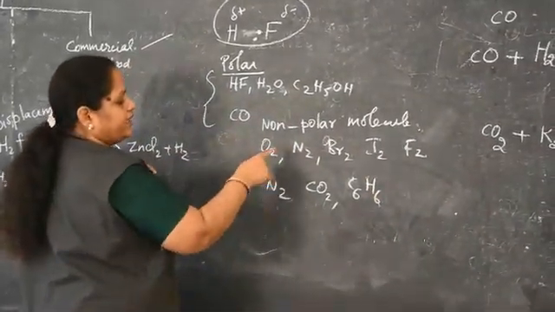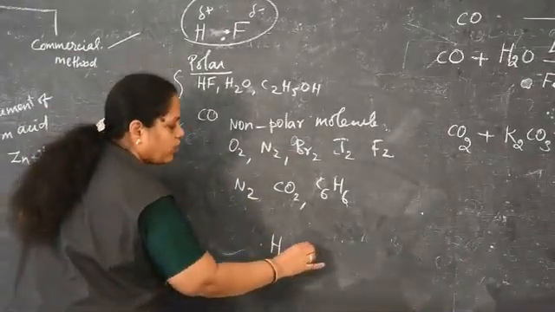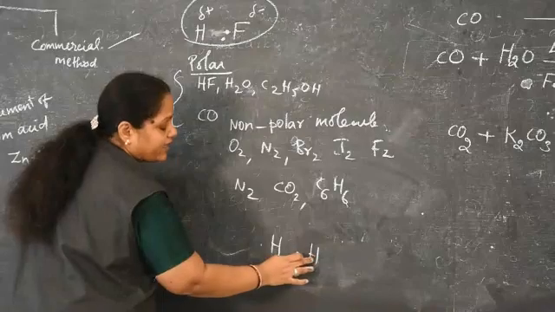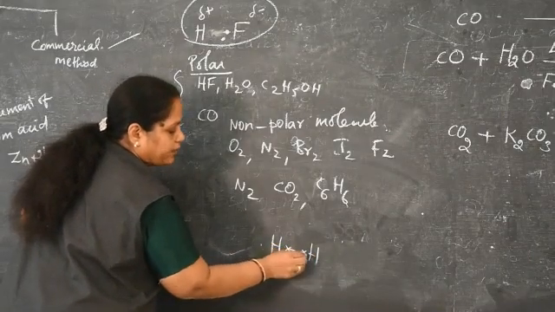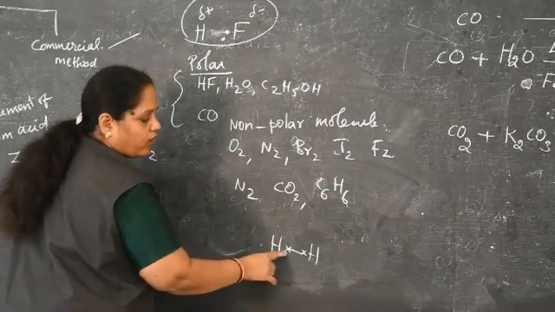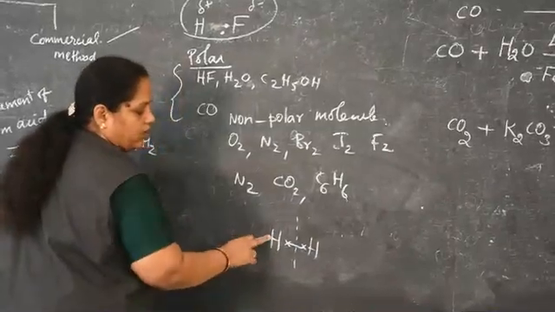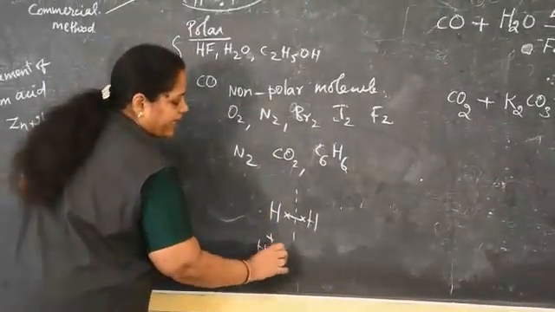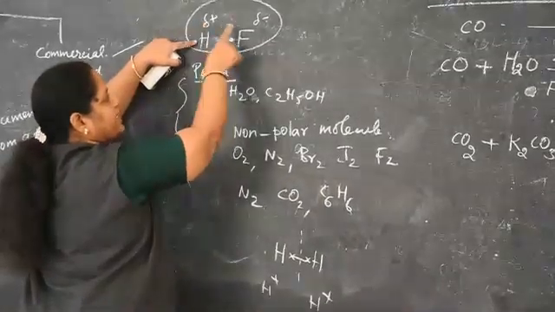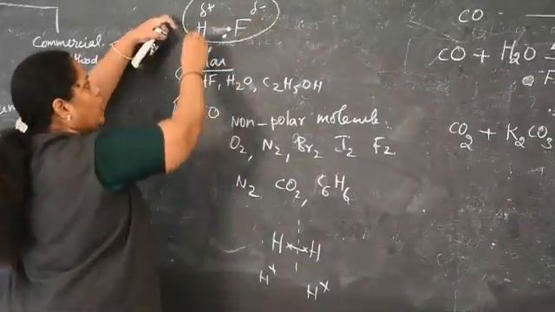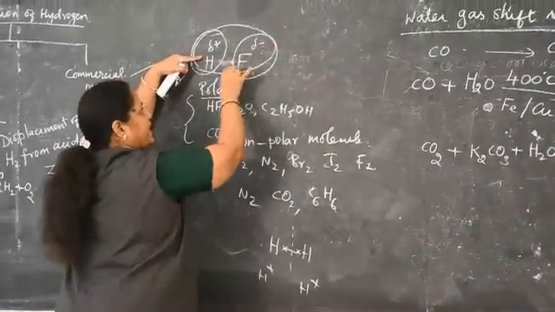Here, consider hydrogen. Simply take hydrogen. Hydrogen also forms a covalent bond with another hydrogen because of mutual sharing of a pair of electrons between the two atoms. So it forms a covalent bond. It is divided into H plus and H plus. But in this case it is divided into H plus and F minus. So one end carries a positive charge and the other end carries a negative charge.